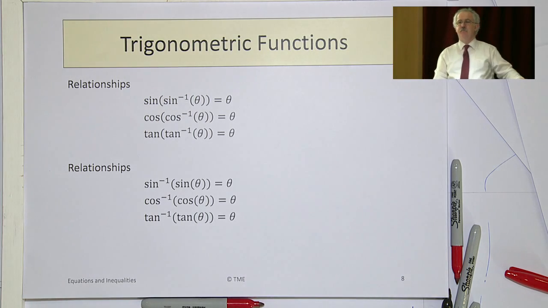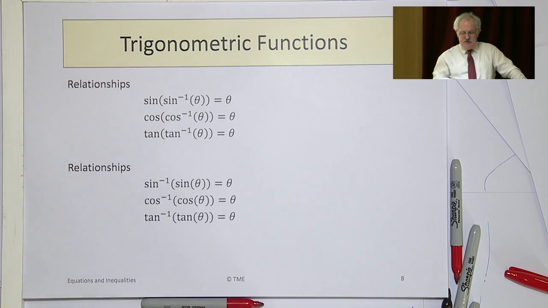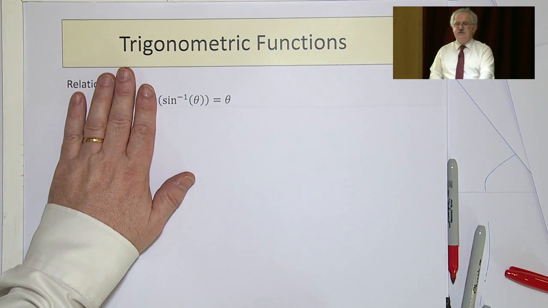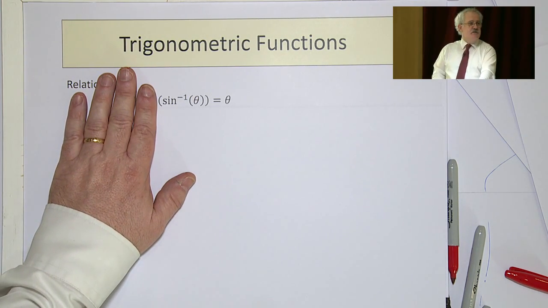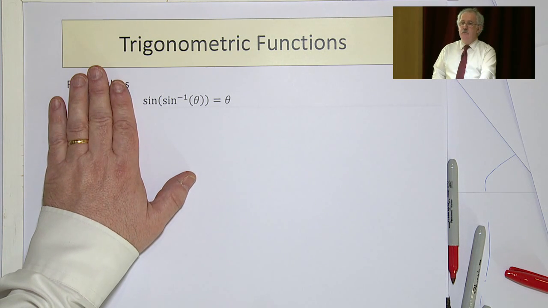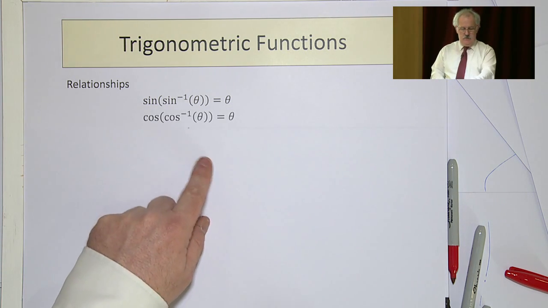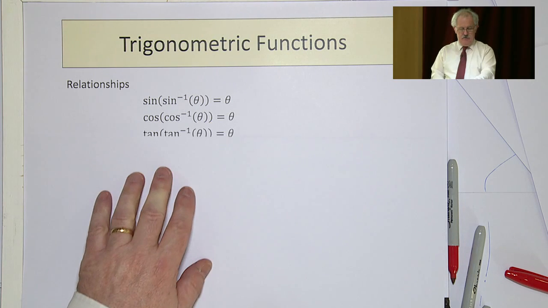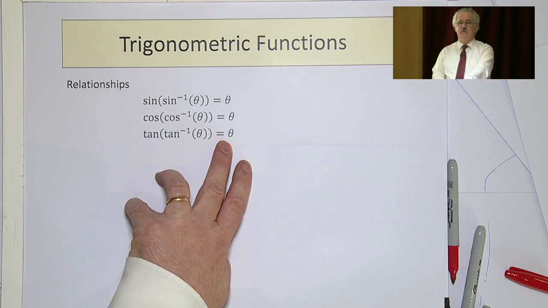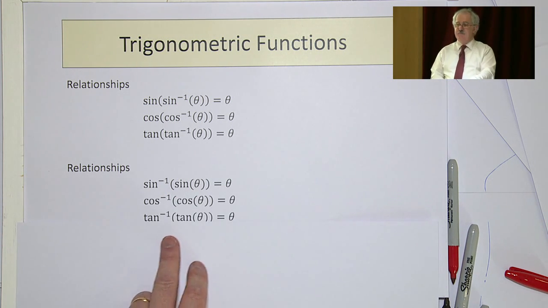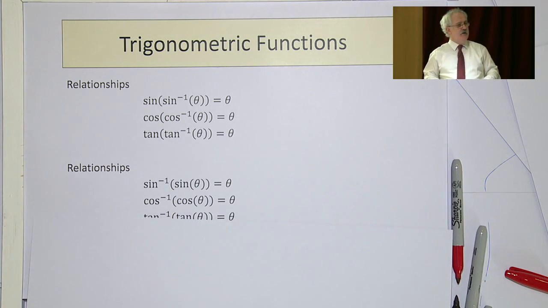Now here's the relationship in trigonometric functions. Sines and inverse sines, cosines and inverse cosines. And just look at what I'm saying here. If you have the inverse sine of theta, what's its twin? Sine. And if you take the sine of the inverse sine, it gets rid of it. Cos of the inverse cos gets rid of it. Tan of the inverse tan, it gets rid of it. Equally, inverse sine of the sine gets rid of it. Inverse cos of the cos gets rid of it. Inverse tan of the tan gets rid of it. I'm now going to do an example on that.